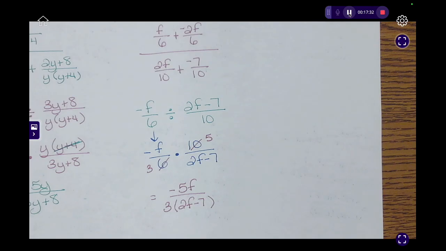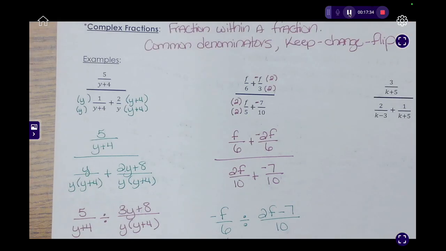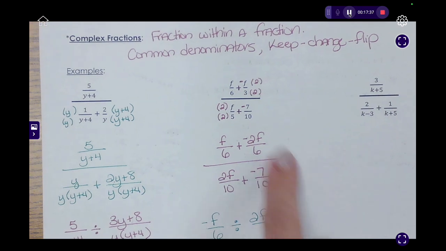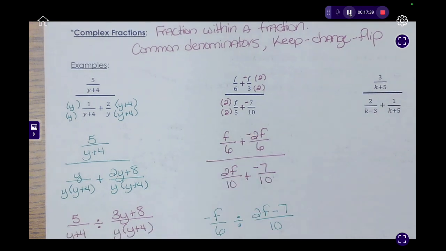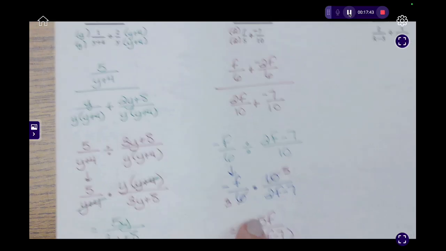Okay, so again, with these complex fractions, all you're doing is simplifying, adding or subtracting what you can on the numerator and the denominator. Okay, and then it becomes a division problem, which you do the keep, change, flip.